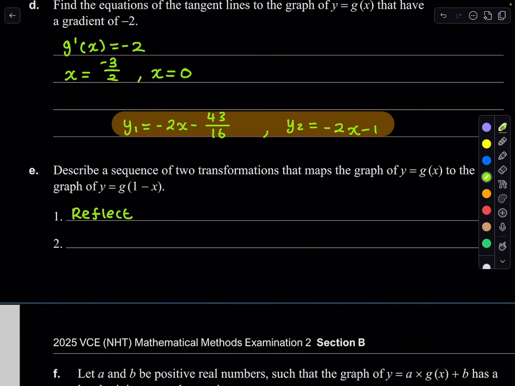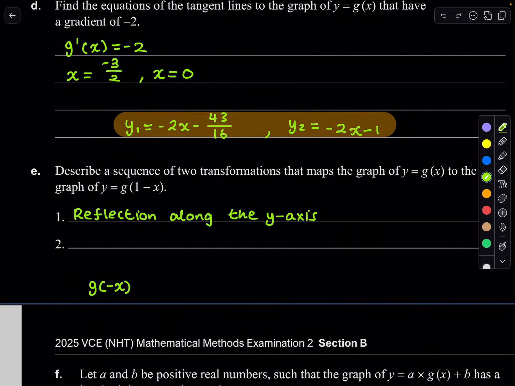So, like you say, reflection. It's a reflection along the y-axis. This is a reflection along the y-axis. And what does that do? Remember in functional notation, if you have g of x, and you reflect it in the y-axis, it will become g of negative x. Make sense? So that's what's happened here. So that's where we get that negative x there. That's a reflection along the y-axis.